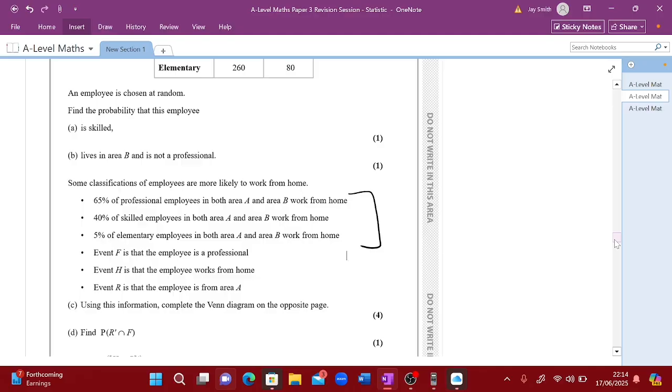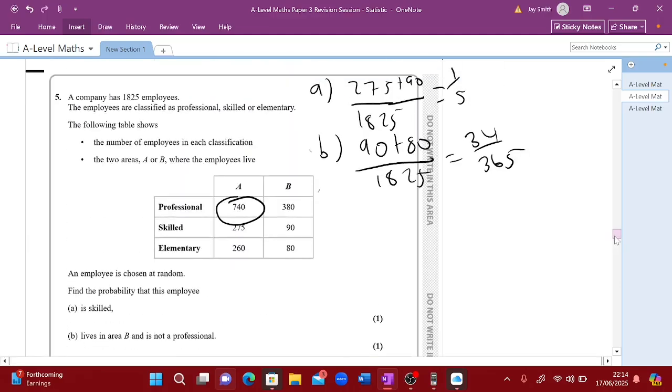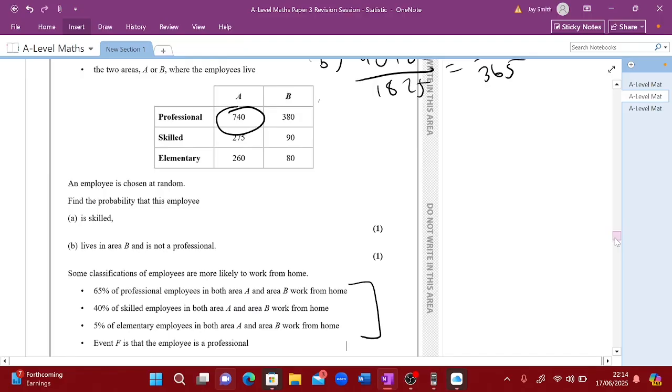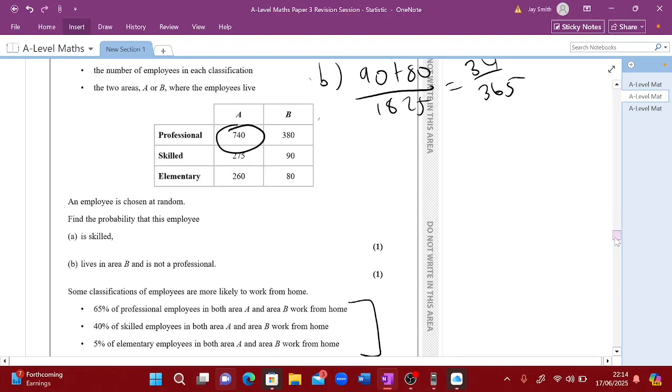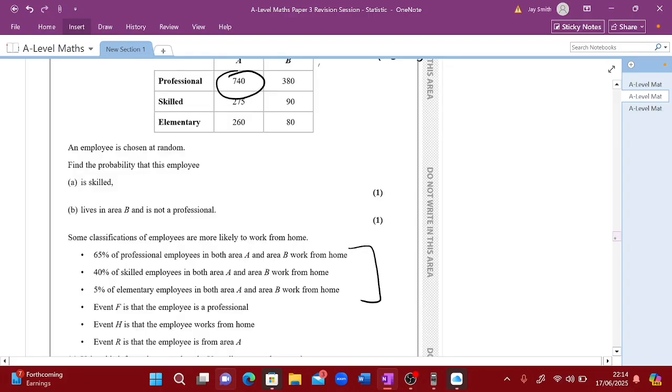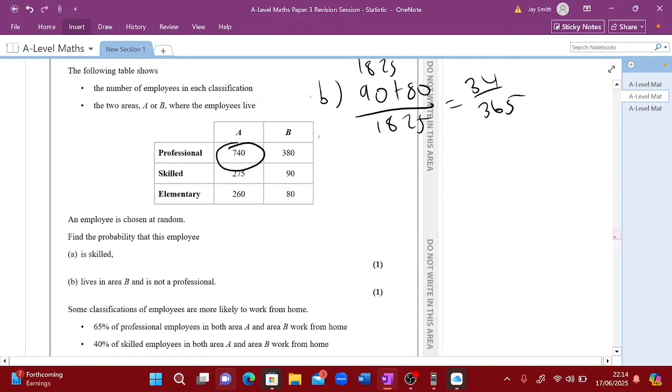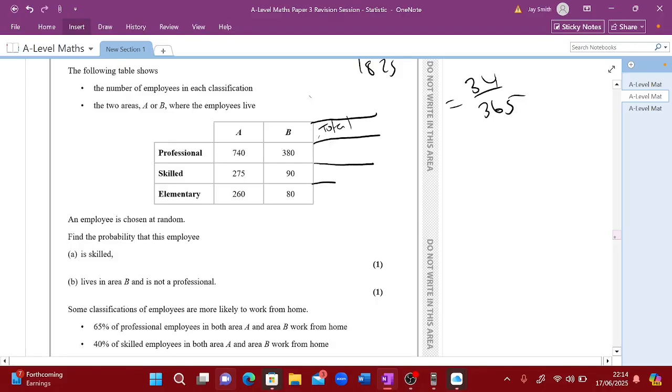Right. Okay. They don't split it up between A and B exactly, do they? Well, let's work. These are numbers we can compute actually. So 65% of professional employees work from home. But we know the total here. So if I do a total here of these three, I can then work out the proportion that work from home from each category.